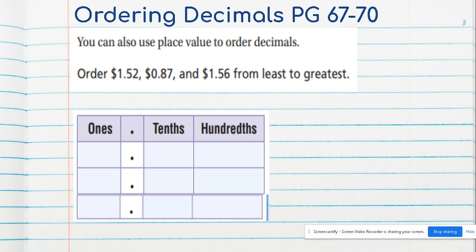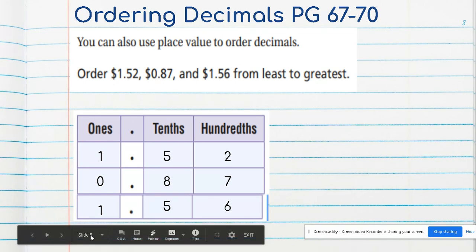We're going to order decimals. We're going to put them in order from least to greatest or greatest to least. So let's see. I have $1.52. I have 87 cents. And I have $1.56. They want us to put it in order from least to greatest. I plug it into my place value and I start to compare.